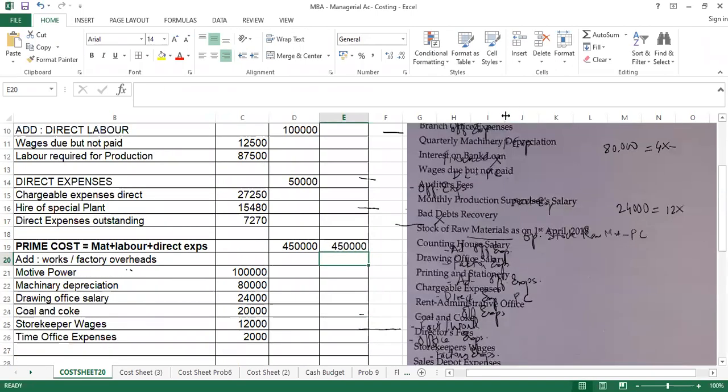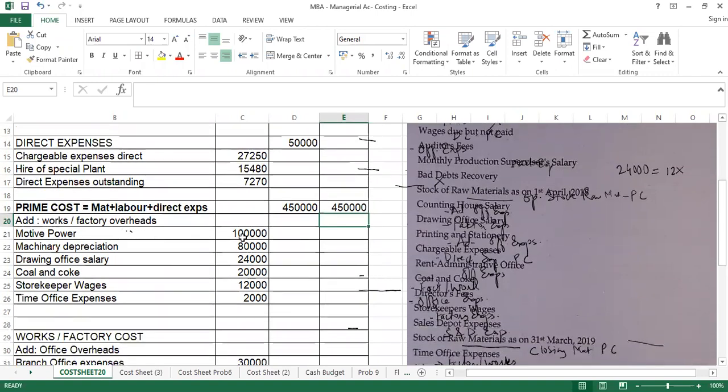Now we're going to add the factory expenses to this. In factory expenses, we have all these items. If you sum up all this, you'll get a total over here, 2,38,000. We have missed out something: motive power, machine depreciation 80,000, drawing office salary, coal and coke, storekeeper wages 12,000, and this amounts to 2,62,000.